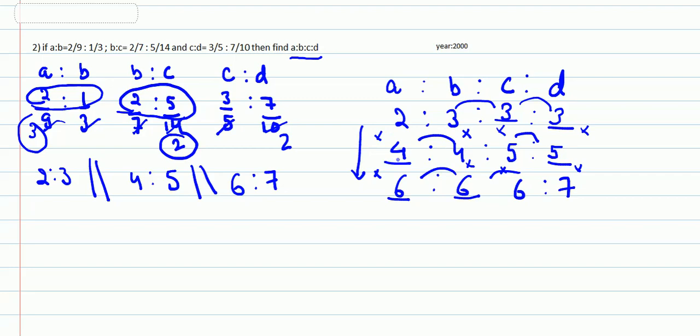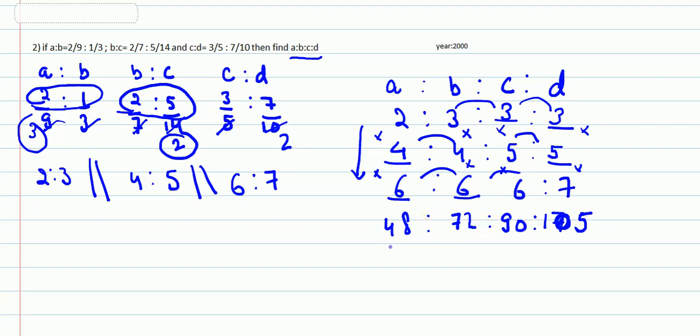So 4 2s are 8, 8 6 are 48, 3 4s are 12, 12 6 are 72, 3 5s are 15, 15 6 are 90, 15 7s are 105.